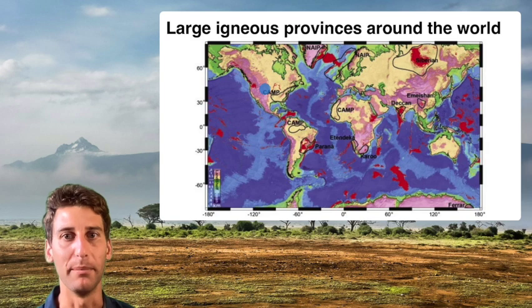So this is a map of the major large igneous provinces around the world. You can see that there's a large amount, and they've had various roles in Earth history, when they erupt. We'll talk later on about the Siberian traps, this large eruption in Siberia that is associated with one of the largest mass extinctions in Earth history. But they're located throughout the globe.